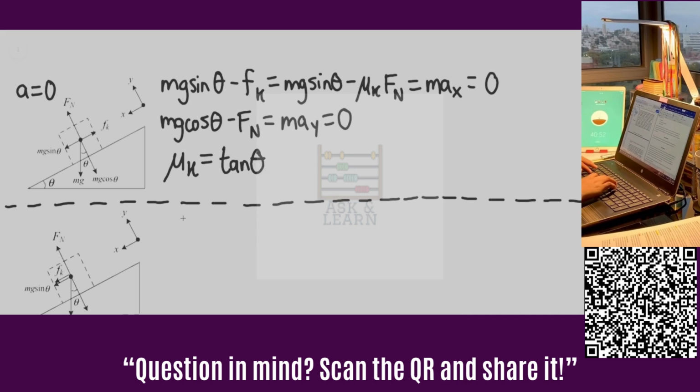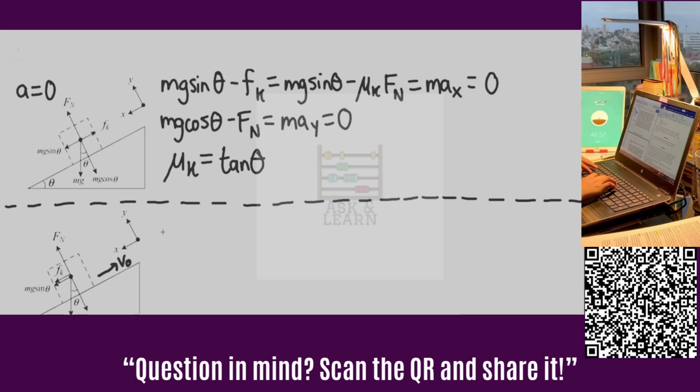Now for the second part of the problem, here the block is projected uphill. And in this case, the friction is always in the opposite direction of motion, where of course we have an initial velocity going up. However, our acceleration, because it's on an incline, is most likely going to be down the incline.